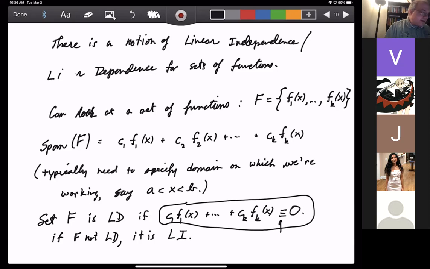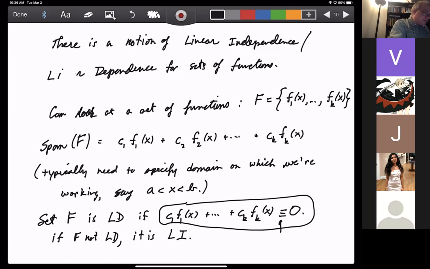All right, I need more space, so I'm going to have to move on. So does everyone have what they need off of this page? Are we good? Okay.